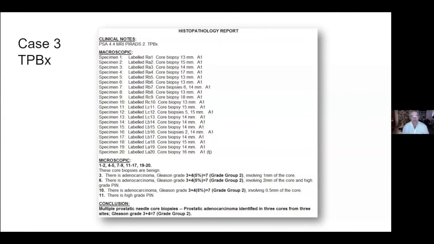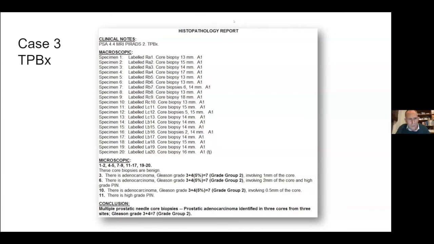True. The other thing that you can sometimes tell is if there's been a single core and it's fragmented, it often means that it's very thready cores, but these have all held together really well, so they're good cores.